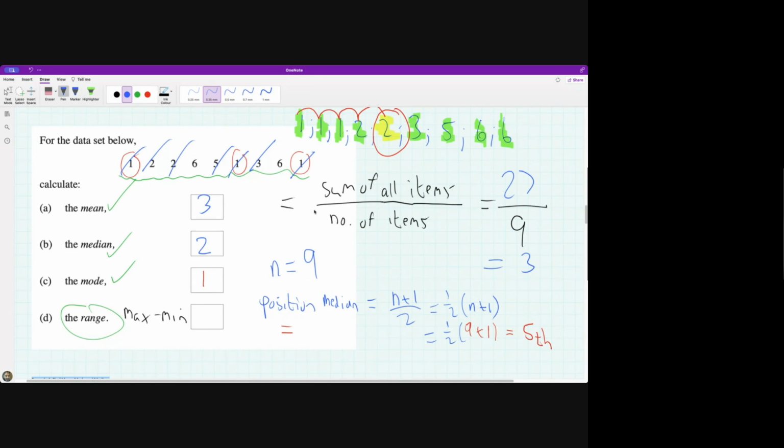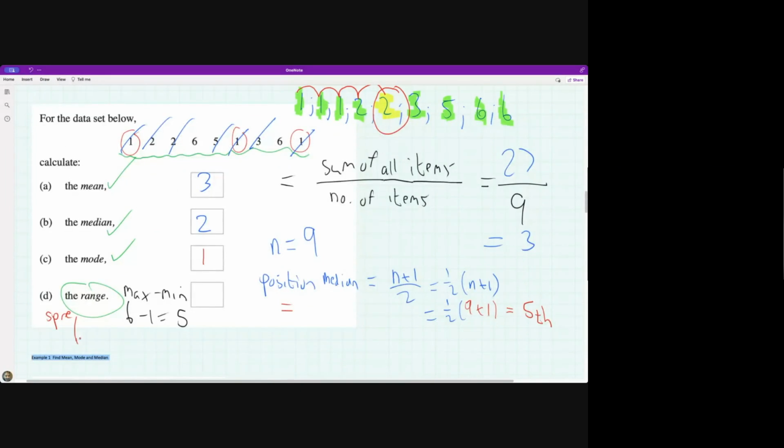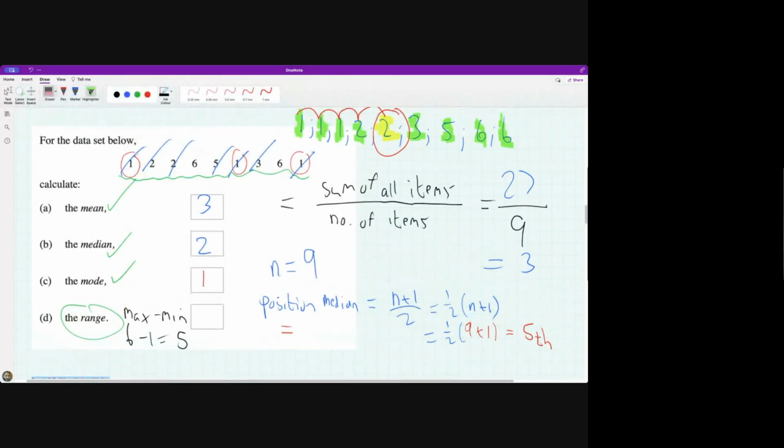Then the last one, the range is just the biggest minus the smallest. And so we're going to go 6 minus 1. And so the range is 5. The range is not a measure of where the middle is or a measure of central tendency. The range is a measure of dispersion or a measure of spread. It tells me how spread out the data is, whereas these ones tell me where is the middle of the data. And so it's important to understand how these two things are different.